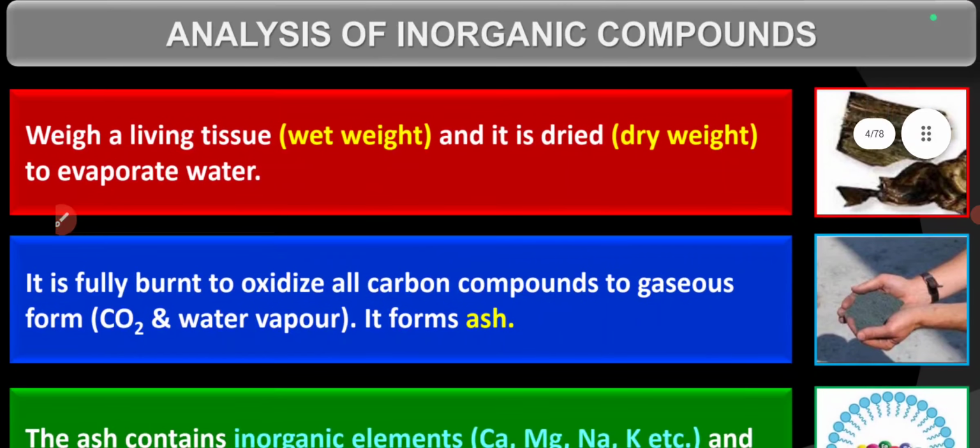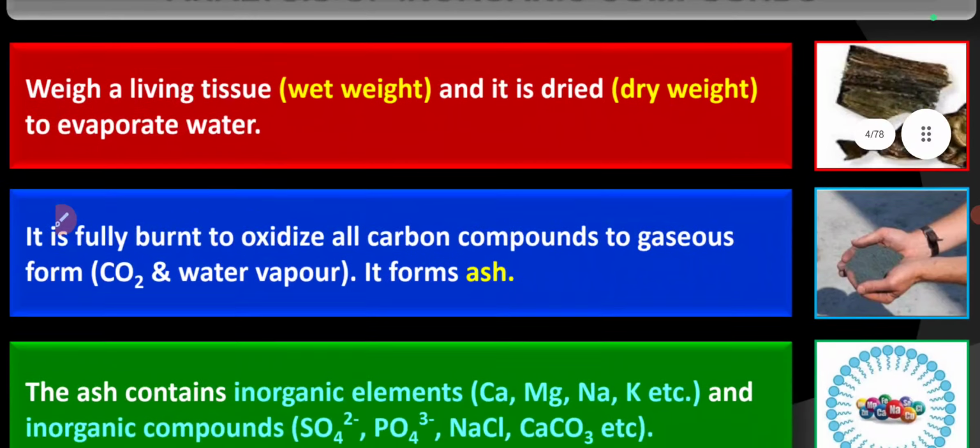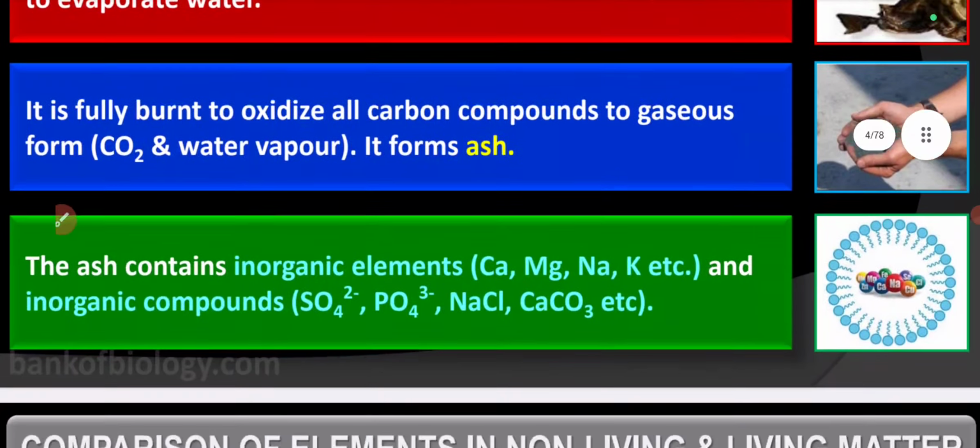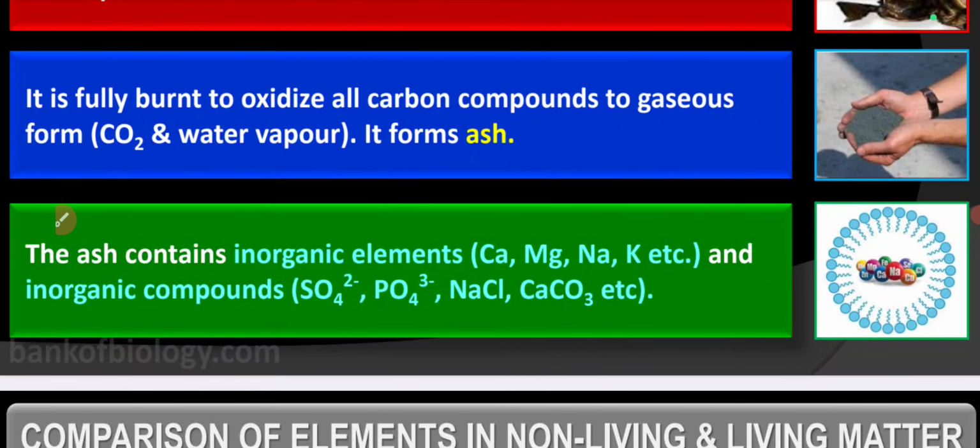Next, analysis of inorganic compounds. Weigh a living tissue and dry it to evaporate water. It is fully burnt to oxidize all carbon compounds to gaseous form, CO2 and water vapor, and it forms ash. The ash contains inorganic elements as well as inorganic compounds.